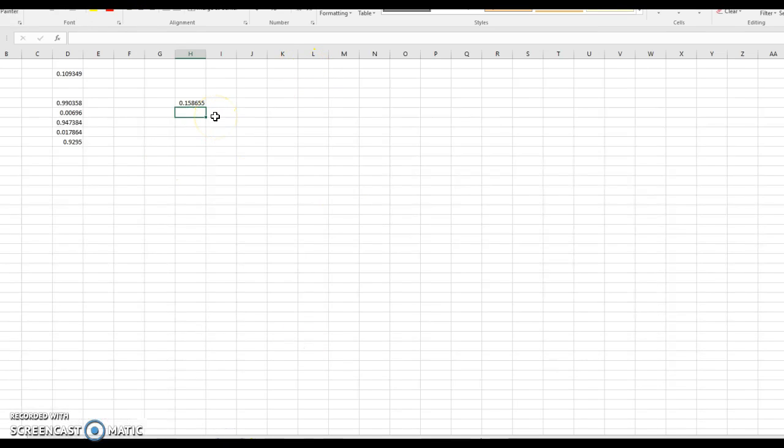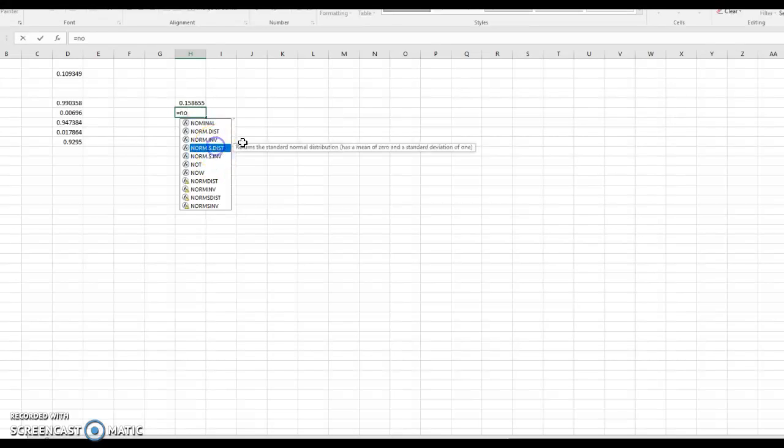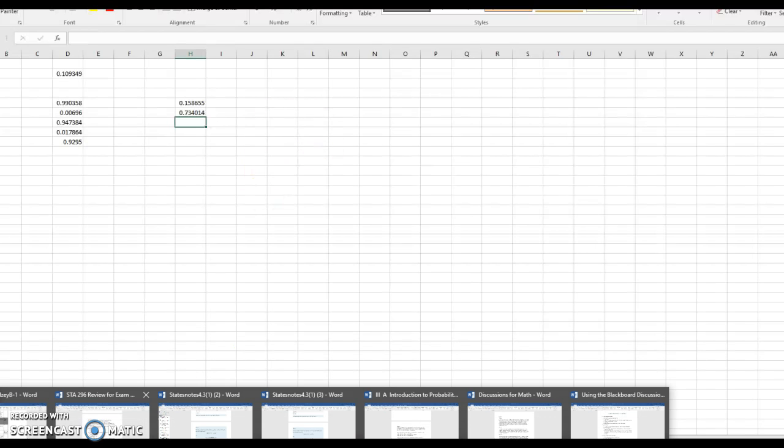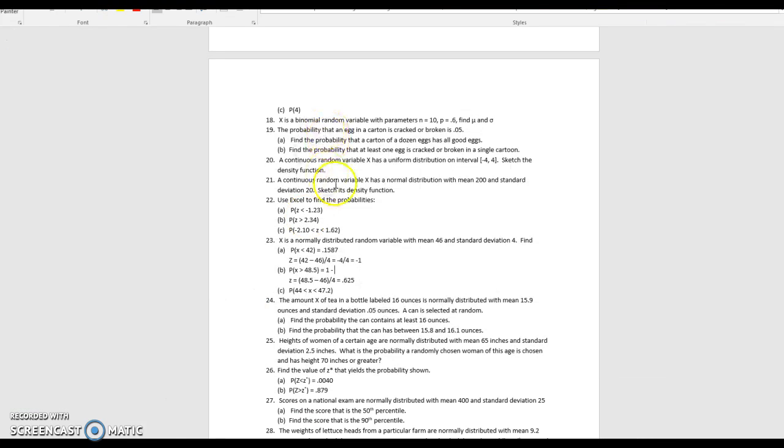So 0.625. All right, so we'll have equal norm.s.dist, and I'll put 0.625 in there, and the word true, and it tells me 0.7340. So 0.734 subtracted from 1. And the actual probability we want is 0.266.